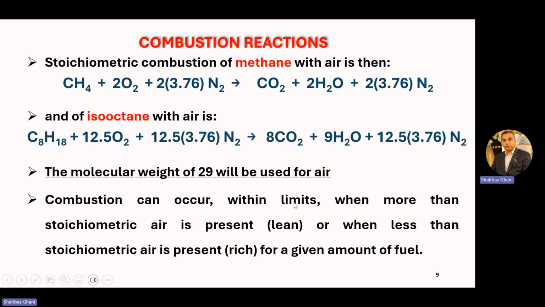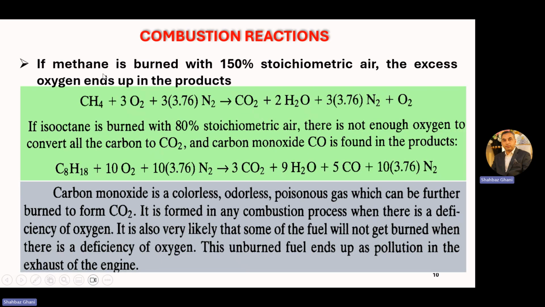Combustion can occur within limits. When more than stoichiometric air is present, the mixture will be lean, or when less than stoichiometric air is present, the mixture will be rich for a given amount of fuel. Now, if methane is burned with 150% stoichiometric air, the excess oxygen ends up in the products. So instead of 100% stoichiometric air, we are having 150% of stoichiometric air, meaning 50% more.